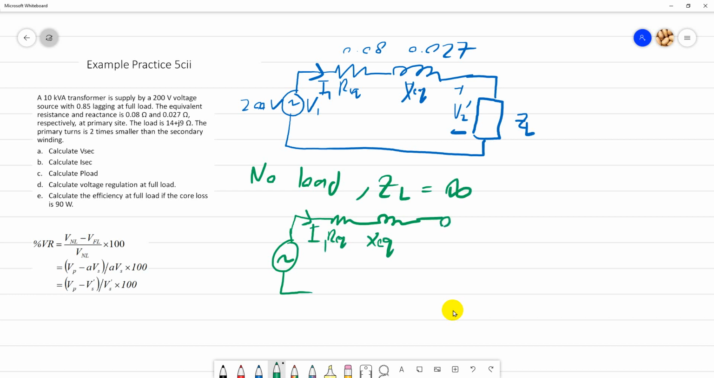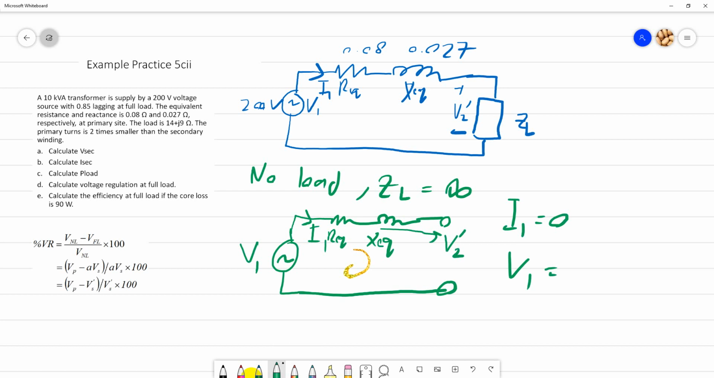It means that it is no load, open circuit. When there is open circuit, I1 is equal to 0 because there is no path for the current to go. So this is V1, this is V2. When you apply Kirchhoff voltage law here, automatically you get V1 equals V2 bar at no load. So this will become 200 volt.